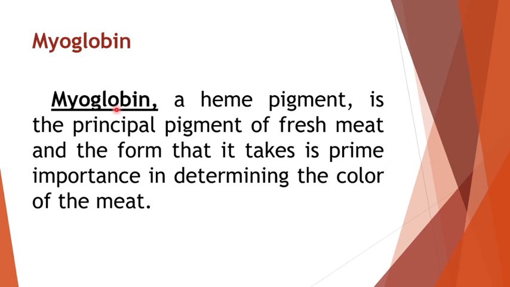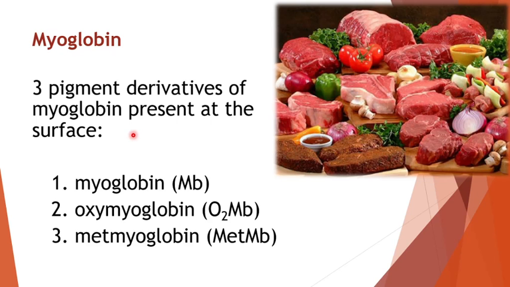Myoglobin is actually a generic term. It has different forms which have different colors, which together affect our meat. So there are three pigments for myoglobin. We have the regular myoglobin, abbreviated as MB. We have the oxymyoglobin, abbreviated as O2MB. And we have the metmyoglobin, abbreviated as metMB. So these are our three main categories for the myoglobin pigment.